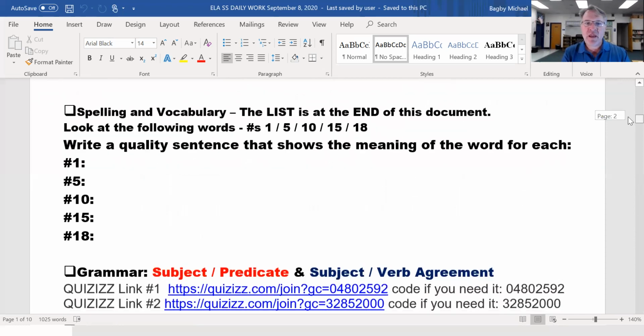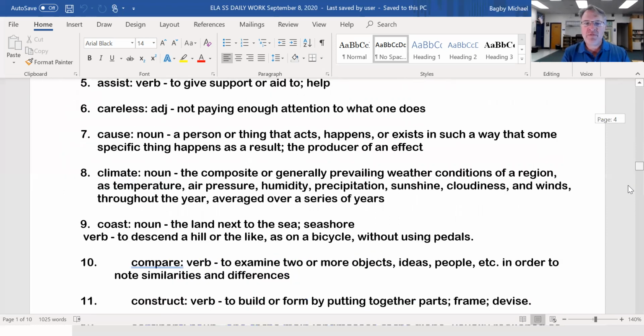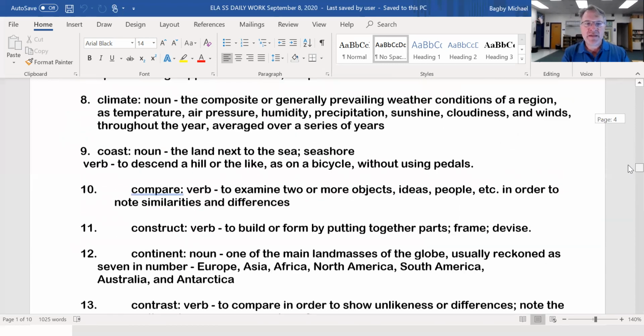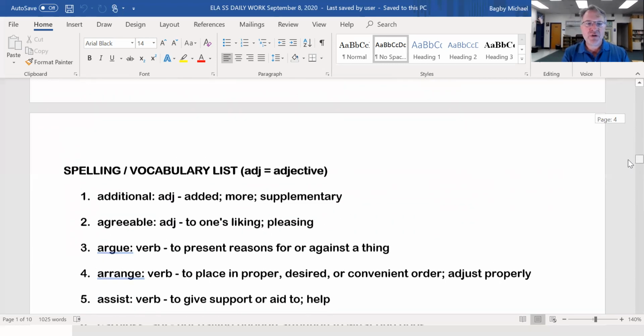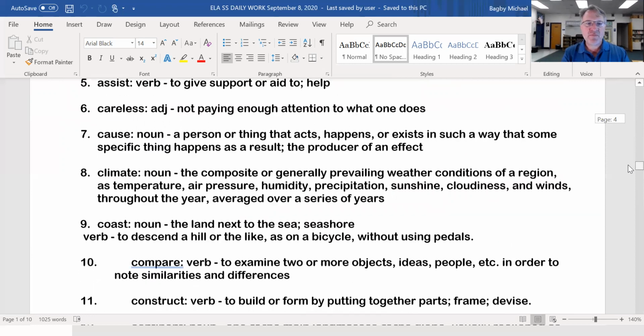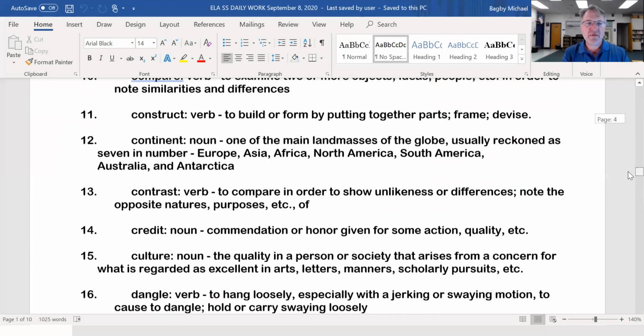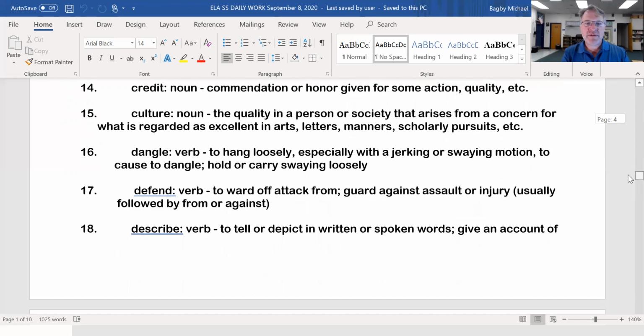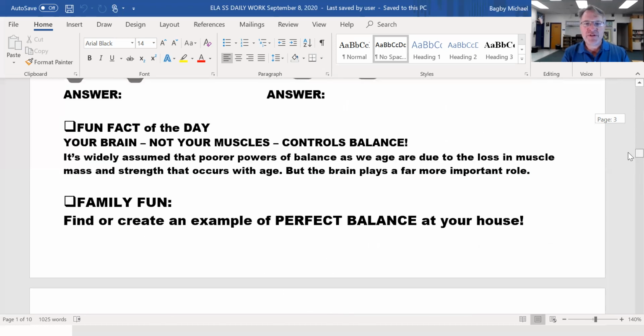The spelling and vocabulary are at the end of this document. It says 1, 5, 10, 15, and 18. So 1, 5, 10, 15, 18. That means it's additional, assist, compare, culture, and describe. So those are your words this week.